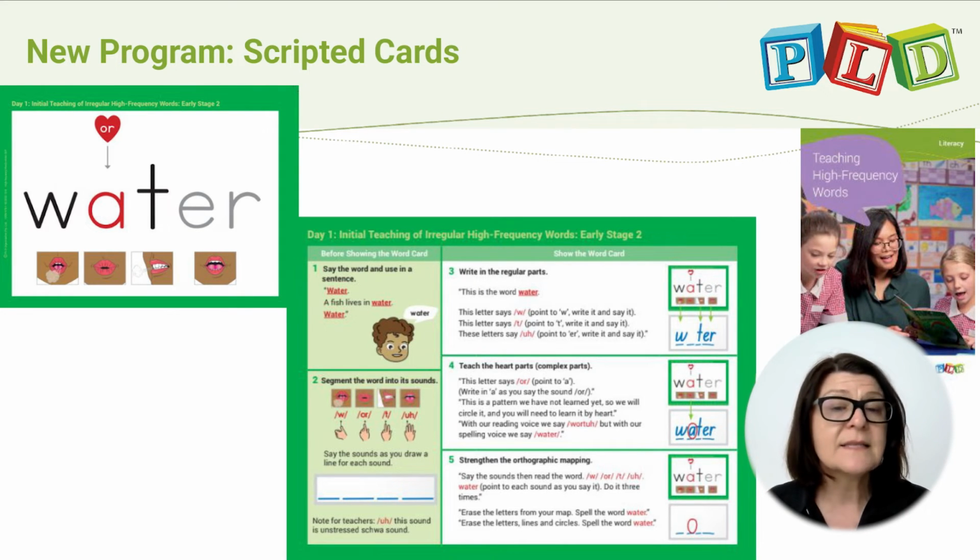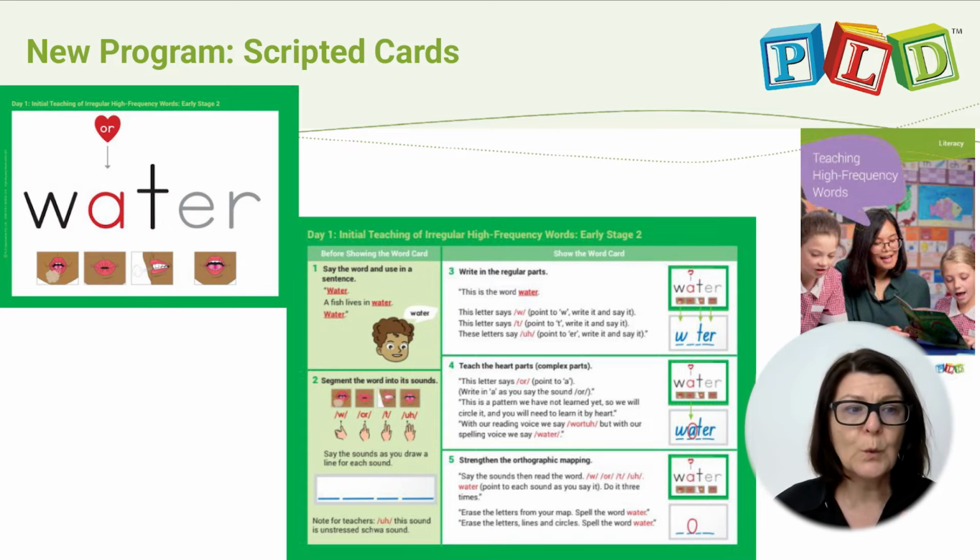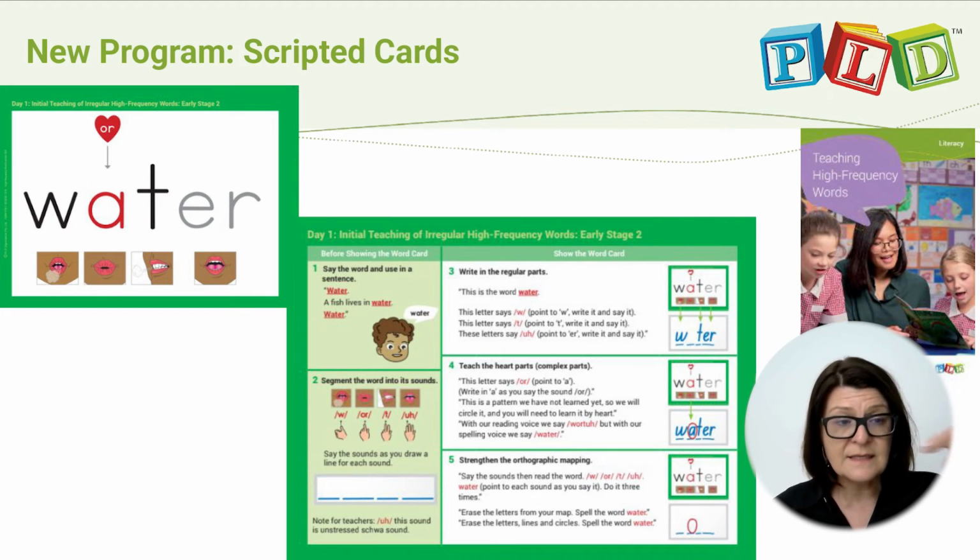Step 1, say it in a sentence. Water. A fish lives in water. Step 2, what are the phonemes in the word water? W, or, t, a. W, or, t, a. And then we're going to map the easy parts. The w is nice and easy. The t is nice and easy.